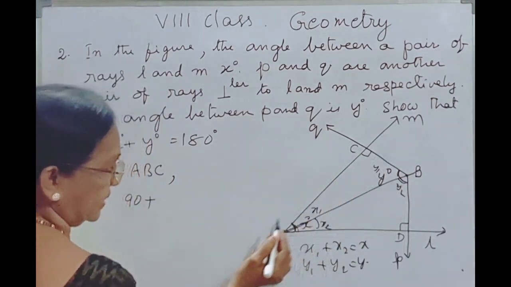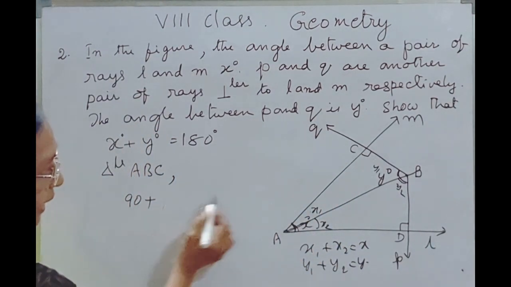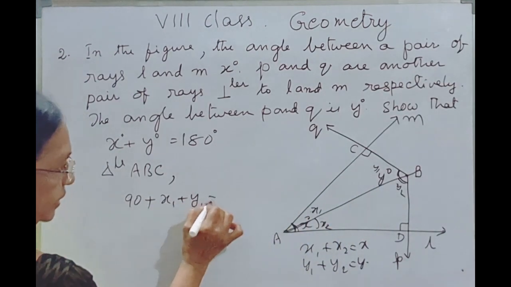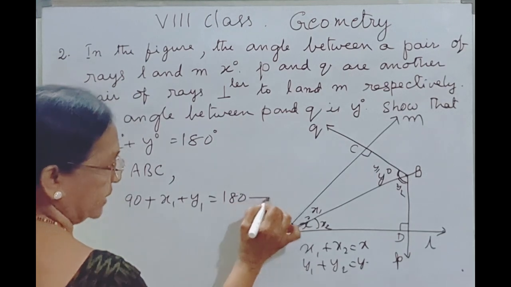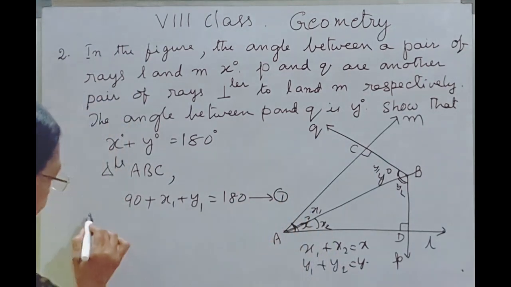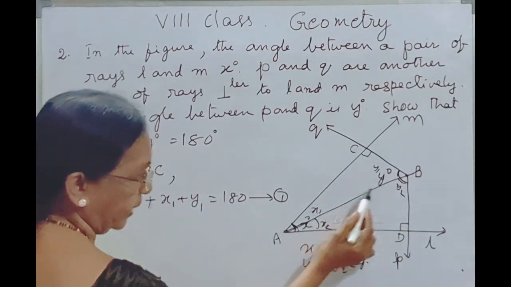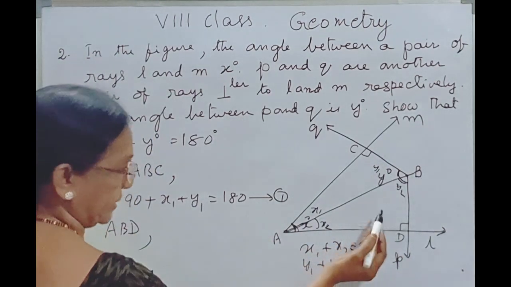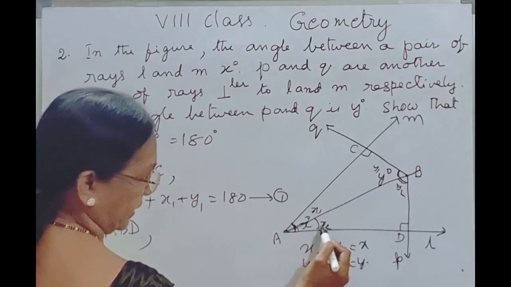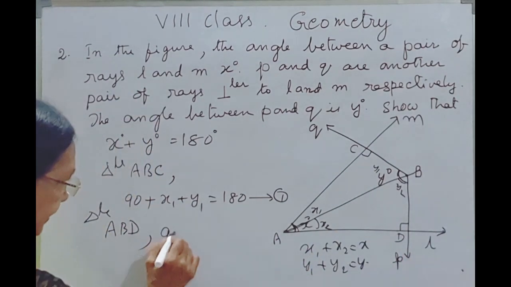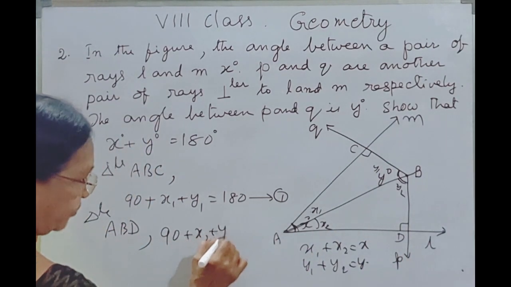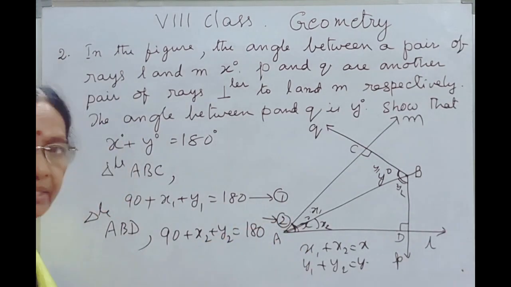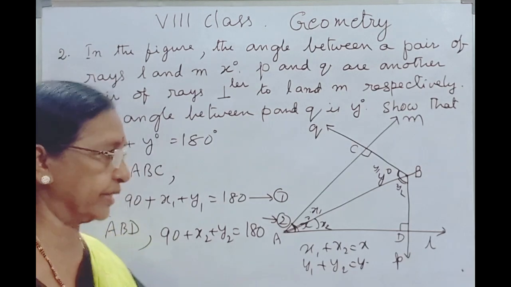So considering this triangle, sum of the angles 90 plus x1 plus y1 is equal to 180 degrees. Let this be equation 1. And considering the triangle ABD, sum of the angles, that is 90 plus x2 plus y2 is equal to 180 degrees. This is equation 2. Sum of the angles in a triangle is equal to 180 degrees.